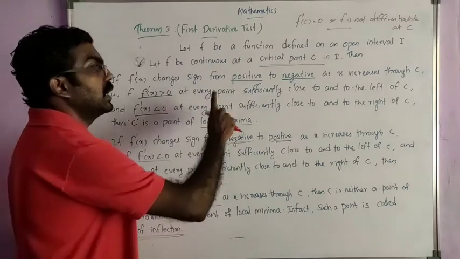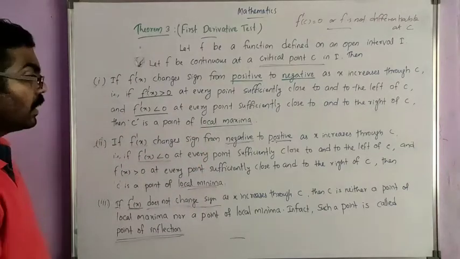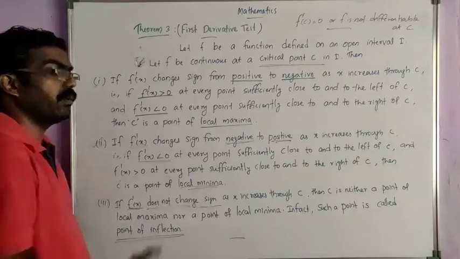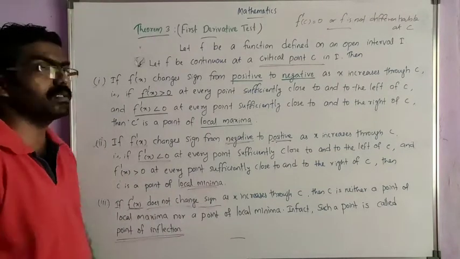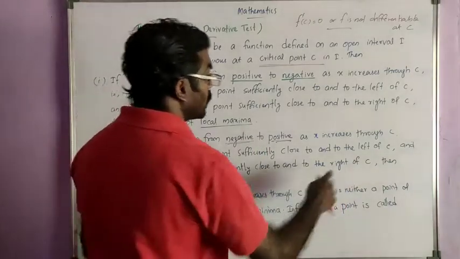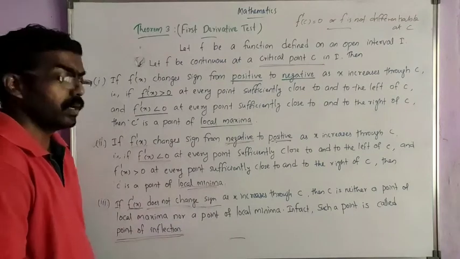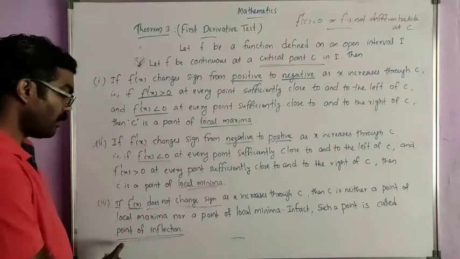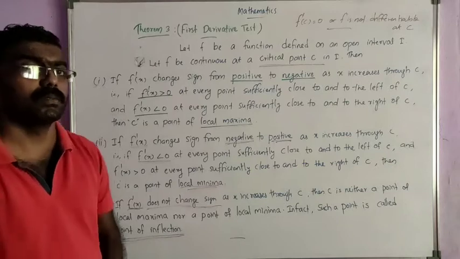The change of sign is from positive to negative, then we can say C is a point of local maxima. And the sign change is from negative to positive, then we can say C is a point of local minima. In some situations, f dash of x does not change sign as x increases through C. Then C is neither a point of local maxima nor a point of local minima. In fact, such a point is called a point of inflection. Okay, understood?